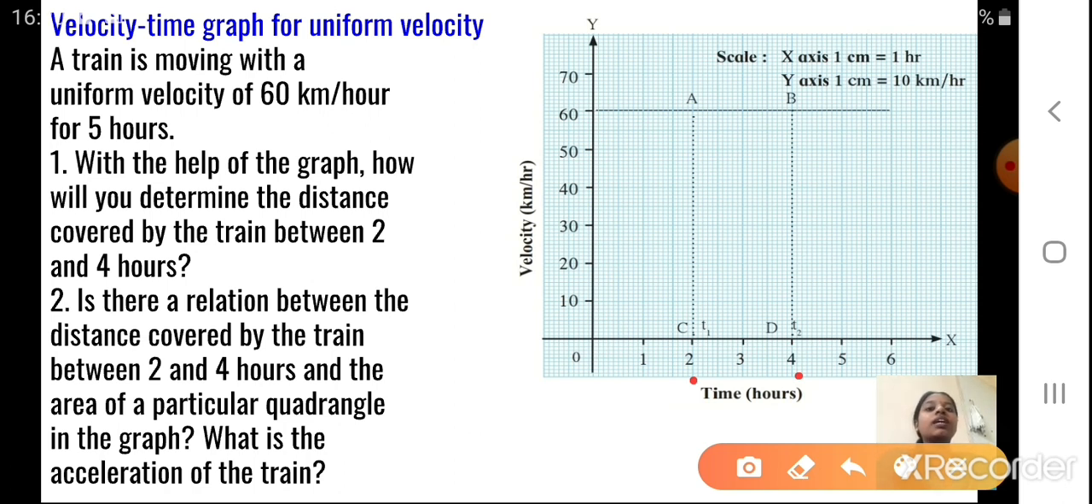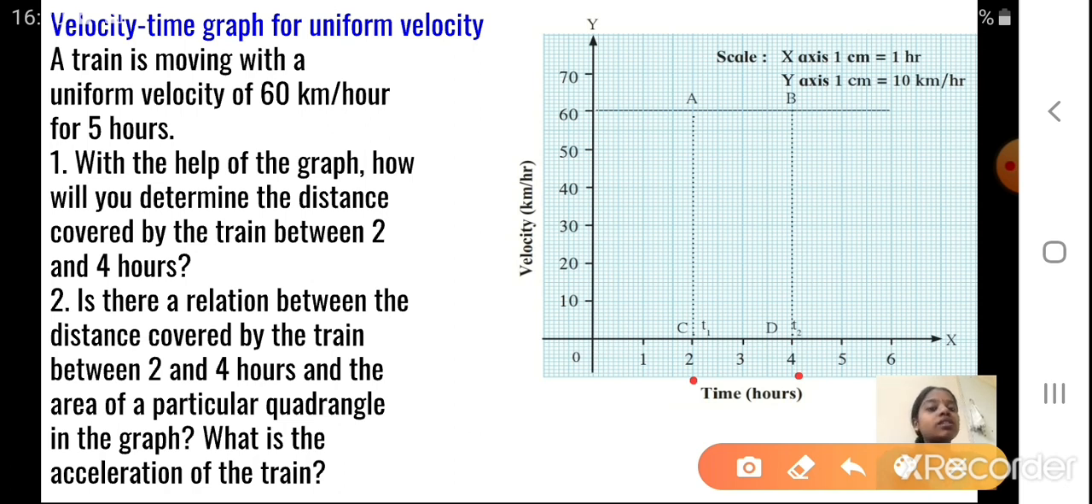Okay, students. Then what is our second question? First question you understood. We have to find the distance covered by the train between 4 to 2 hours, or 2 to 4. Anyhow, that means the time we have to consider between 2 to 4 means 2 hours. Yes, 4 minus 2 is 2.